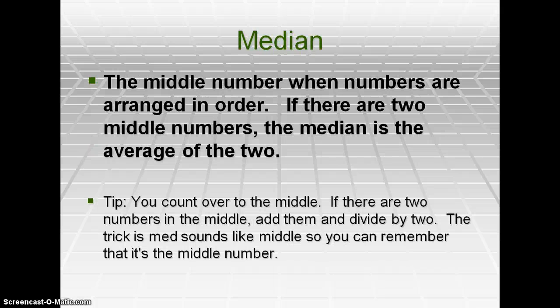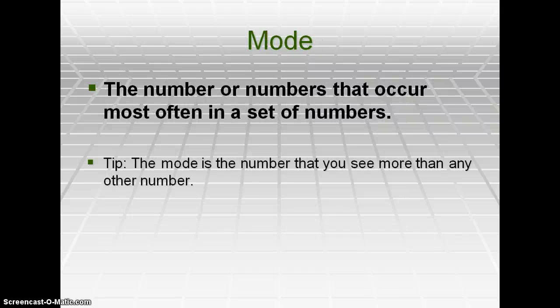Next, we would look at median. The median is the middle number when numbers are arranged in order. If there are 2 numbers in the middle, the median is the average of the 2. A little tip to remember is you count over to the middle. If there are 2 numbers in the middle, add them and divide by 2. The trick here is that med, or mead, sounds like middle, so you can remember that it's the middle number.